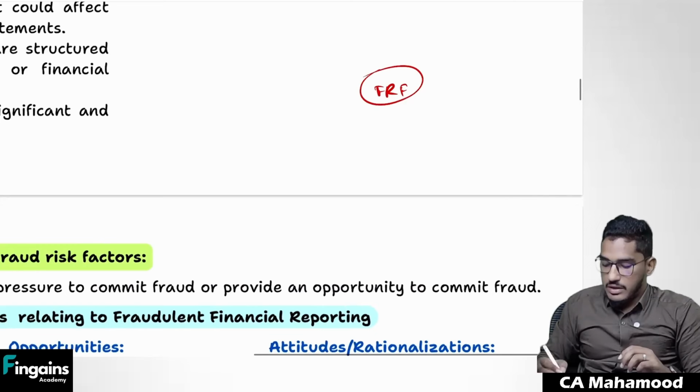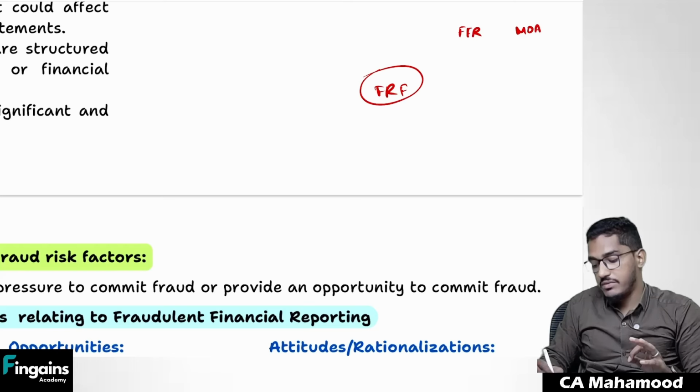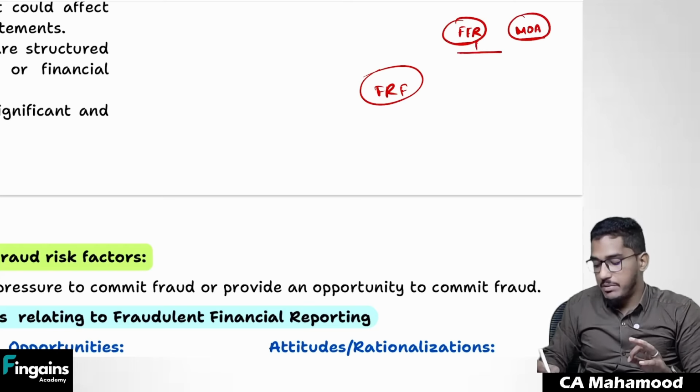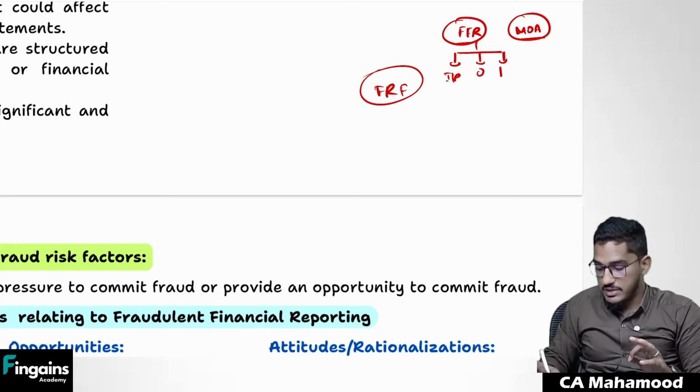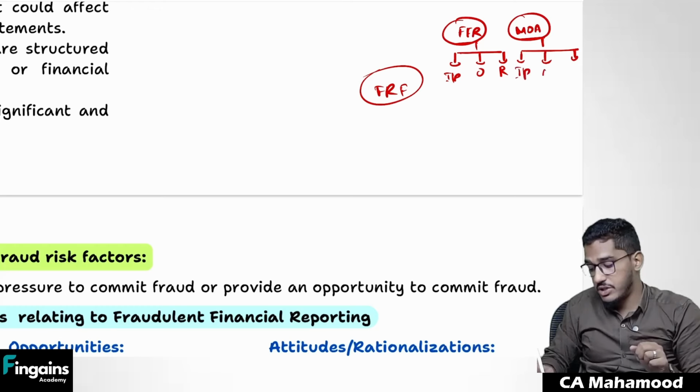See, as I have told, the fraud can be of two categories. One is fraudulent financial reporting and the other one is misappropriation of assets. And I told you that any fraud can happen because of three reasons. One is incentive or pressure. There should be opportunity. There should be rationalization. Even for misappropriation of assets to happen, three things should be there: incentive or pressure, opportunity, and rationalization.